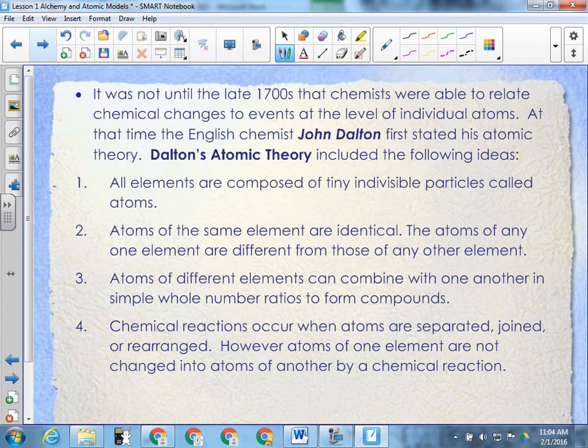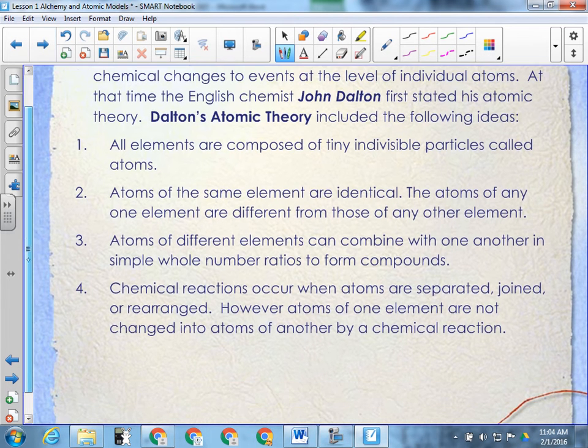All right, so Dalton's atomic theory went like this. Dalton watched a lot of chemical reactions, and this is where he got his ideas from. First off, he took Democritus's idea and he ran with it. All elements are composed of tiny, indivisible particles called atoms. Because Dalton was before the atom was split, at that point, it was thought that you couldn't make atoms break in half.